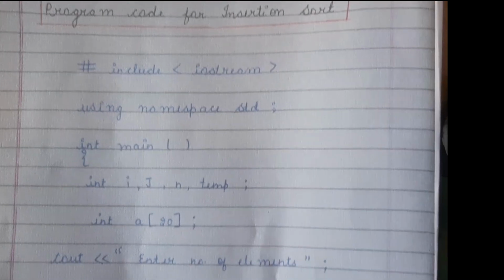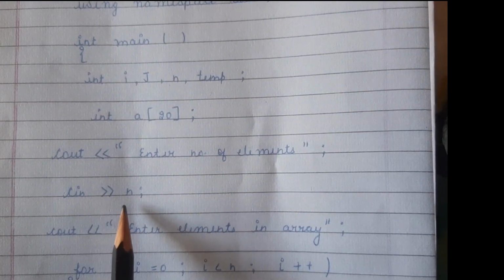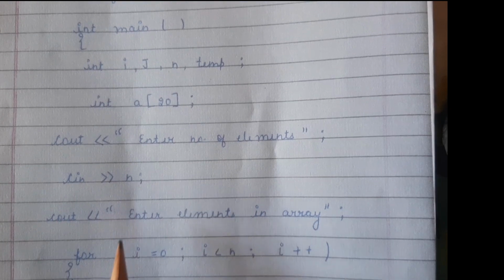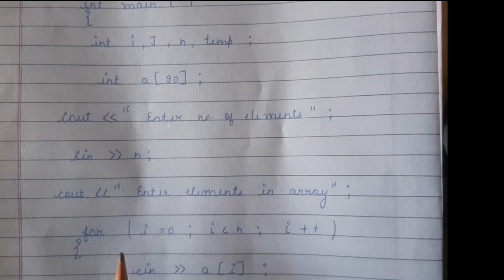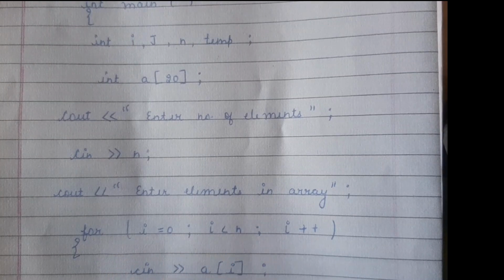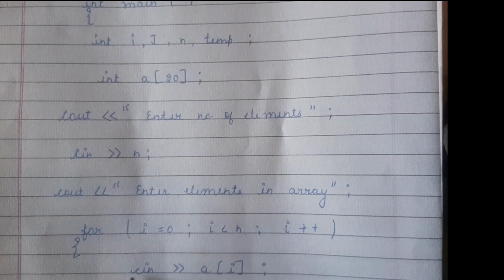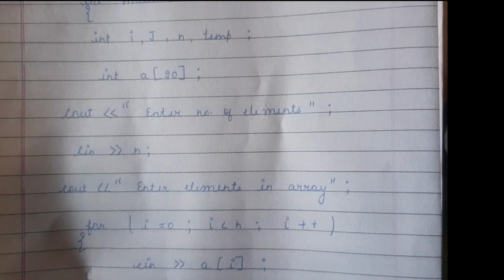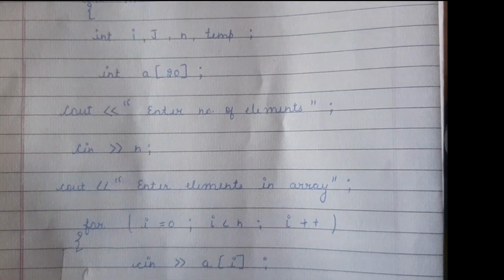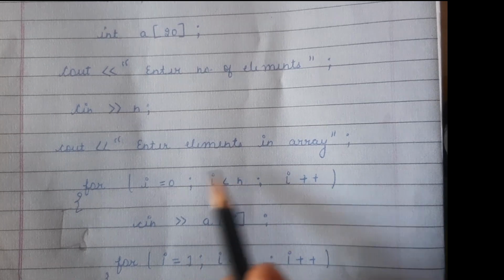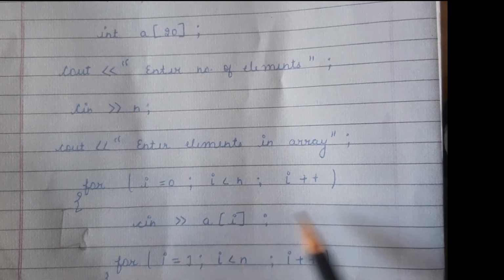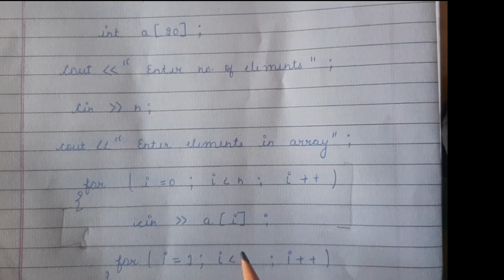So first we enter the number of elements in the array. Using the cin object we enter the value in the n variable. After this we enter the elements in the array using this for loop. Here this for loop is closed. So how many times is this loop executed? This loop is executed 5 times.